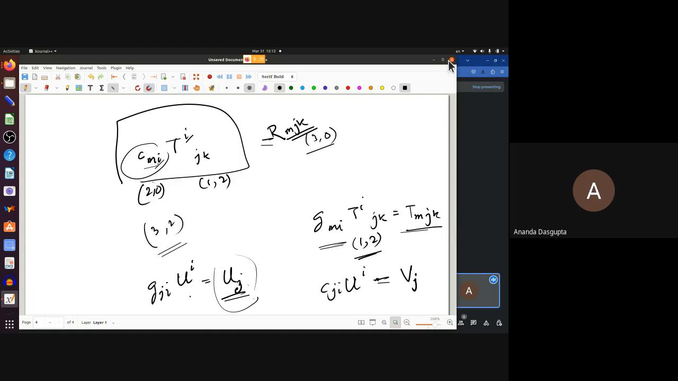Anyway, I've long overshot the time, so let's stop today. This is something you have to figure out yourself. What's so special about this particular thing? Why is using the metric so special?